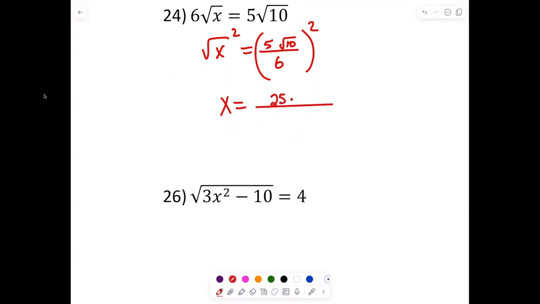What's the square root of 10 squared? 10 over what? Yes, over 36. All right, now instead of multiplying the 25 and the 10, to me, it was easier to reduce first. So I'm going to divide that by 2, that makes a 5. Divide that by 2, that makes that an 18. So now your final answer is 125 over 18.